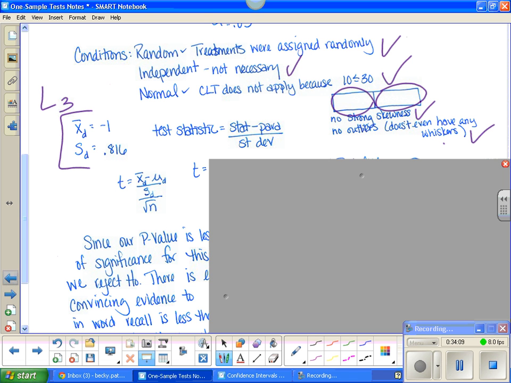That's x̄ sub D, not mu sub D. x̄ sub D and your standard deviation sub D. It's the standard deviation of the differences. So that's where he came from.